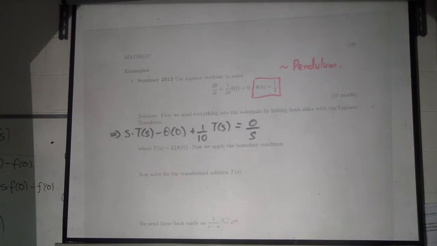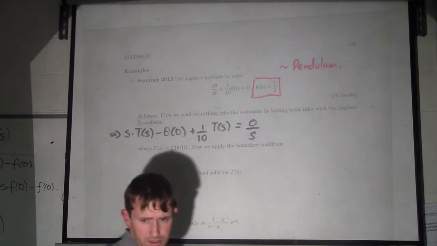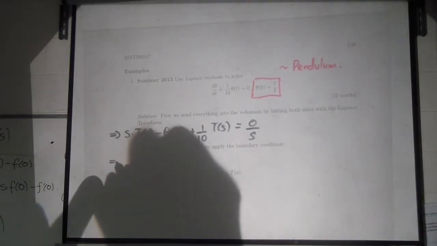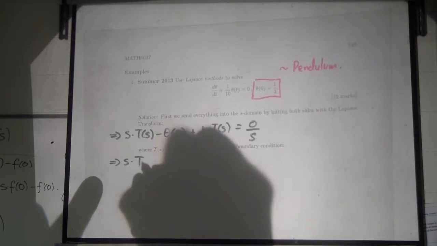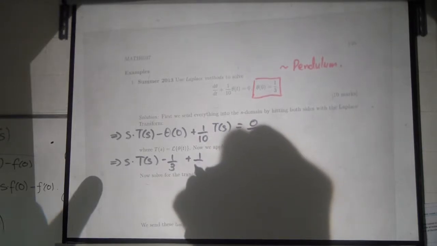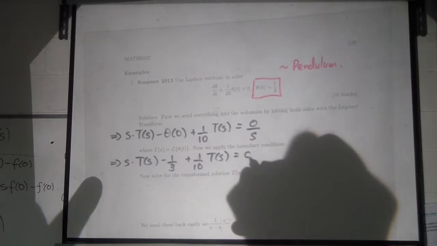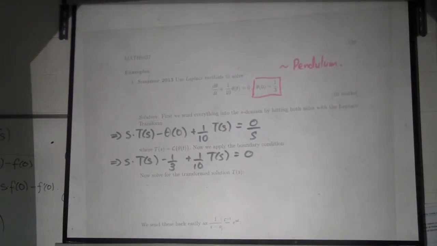So the next thing is you apply the boundary conditions, or really it should say the initial conditions, that theta 0 is 1/3. So I have s times big T of s minus 1/3 plus 1/10 big T of s. What's 0 over s equal to? 0. That's step 2. Apply the boundary or the initial conditions. Now the next thing is to solve for the Laplace transform, solve for big T of s.